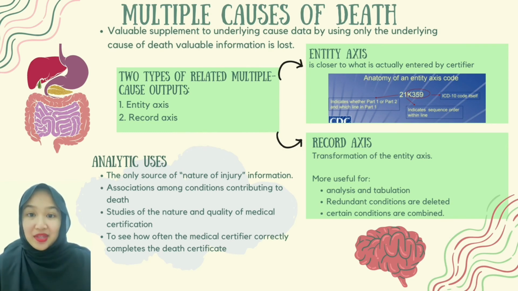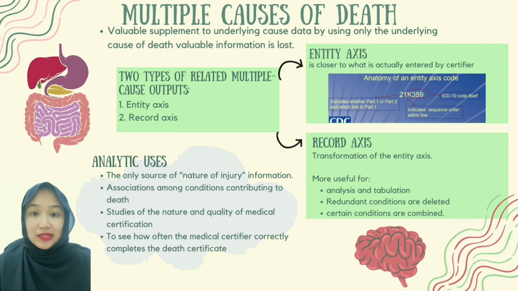Multiple causes of death is a valuable supplement to underlying cause data. By using only the underlying cause of death, valuable information is lost. So there are two types of related multiple causes output. The first one is entity axis, and the second one is record axis.